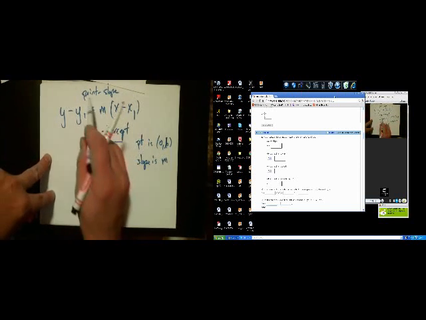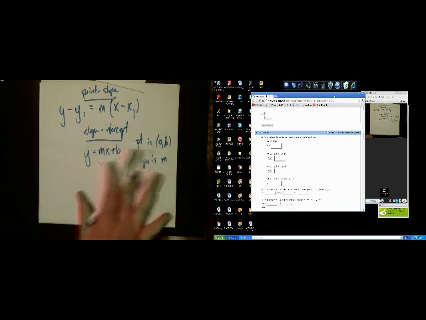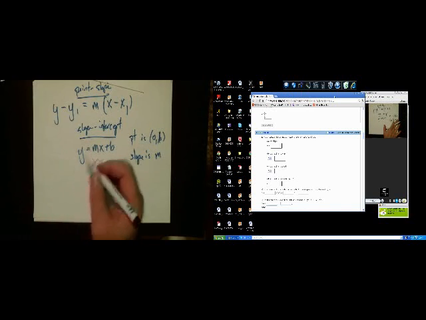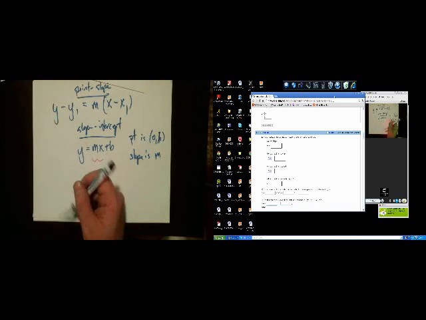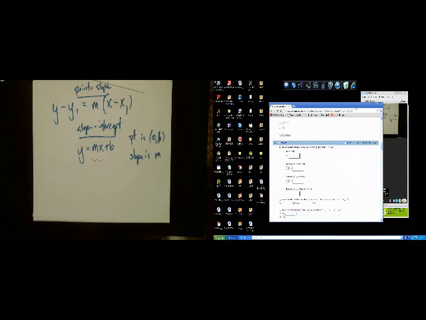So point slope, slope intercept, that's good enough, but point slope is the important thing, and also really getting your head around the fact that slope is rise over run. That's important. That's going to come up again.